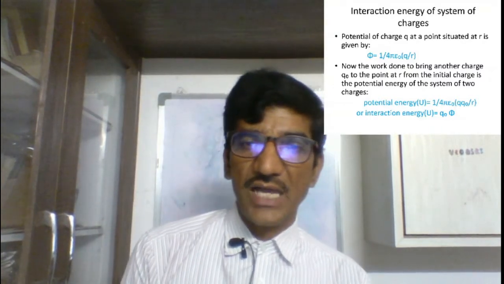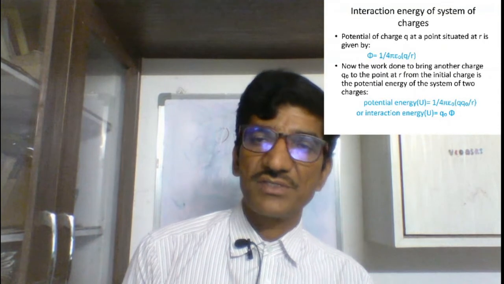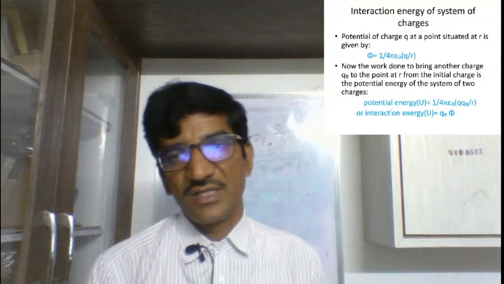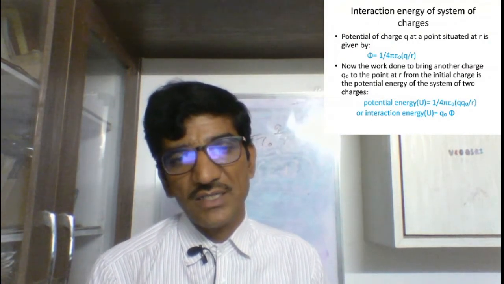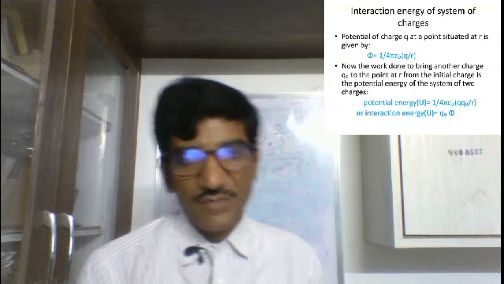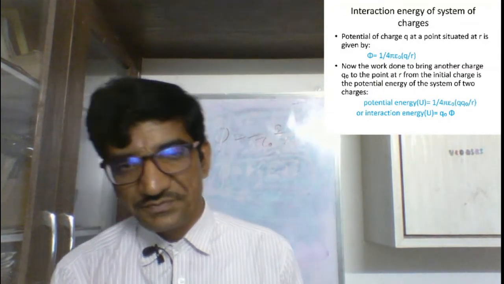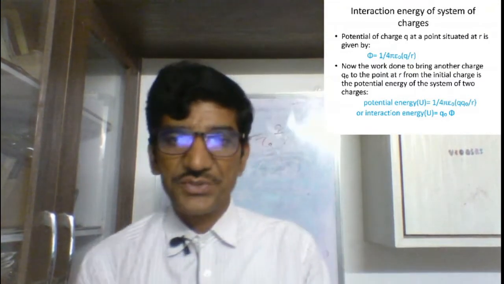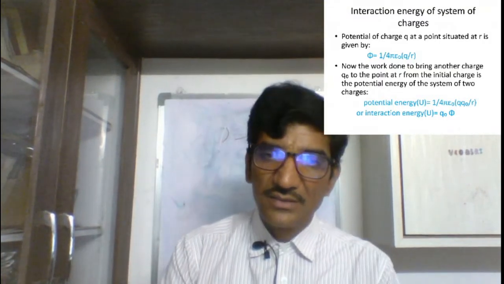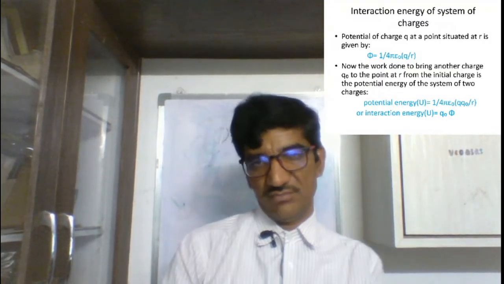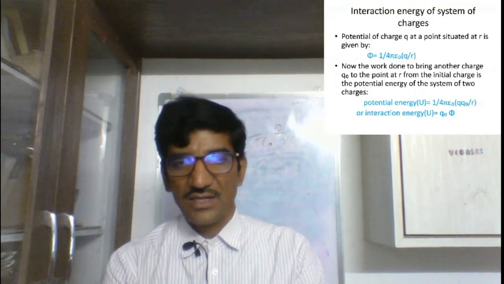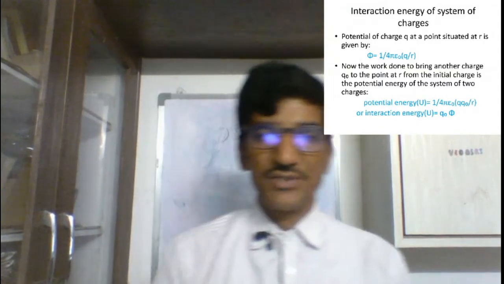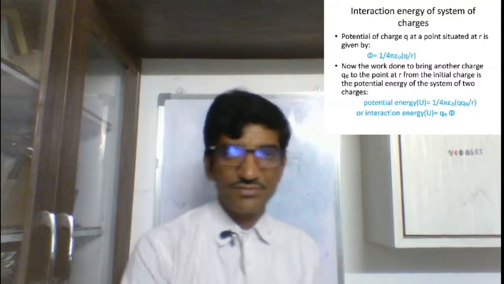If you have more than one point charge, then you have a system of charges. In that case, what will be the total potential? Suppose that phi 1 is the potential due to charge q 1, and phi 2 is the potential due to charge q 2. Then what will be the total potential? This can be calculated by using the superposition principle in the case of potential.